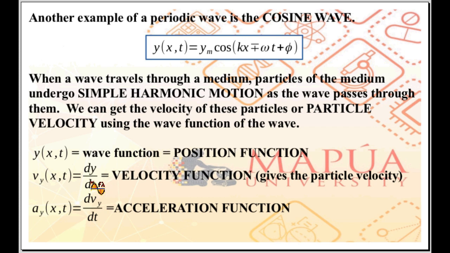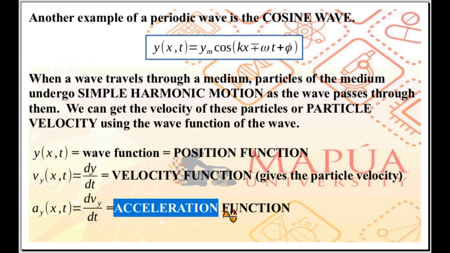Particle velocity is the velocity function of the particles. And if we differentiate the velocity function with respect to time, we get the acceleration function. Ay of xt is equal to dvy divided by dt. Differentiation of vy with respect to time.